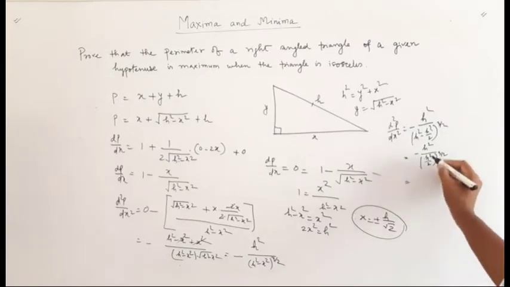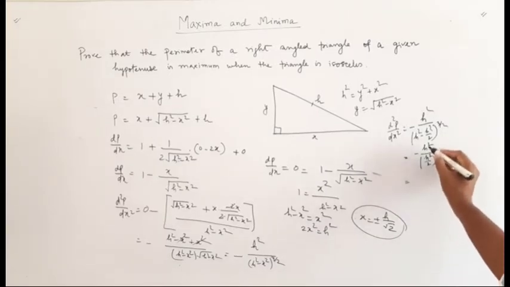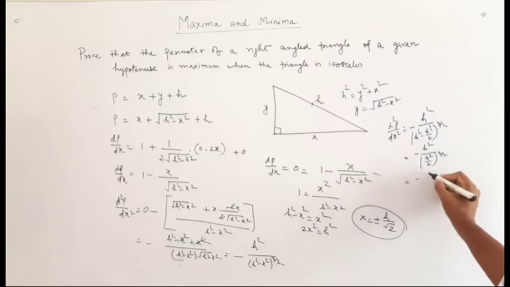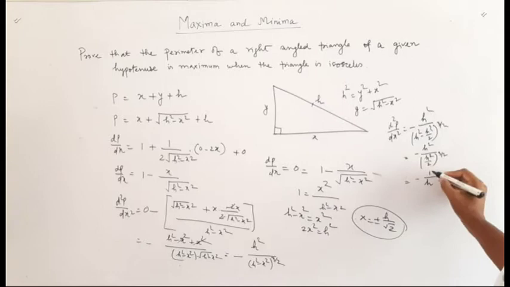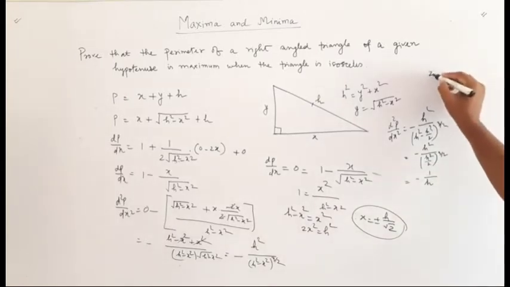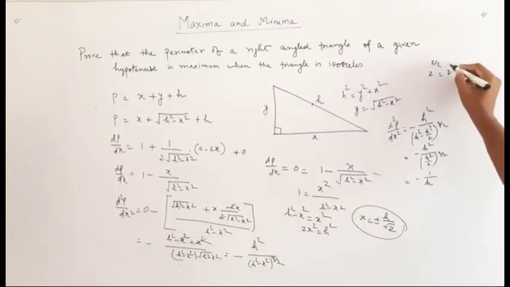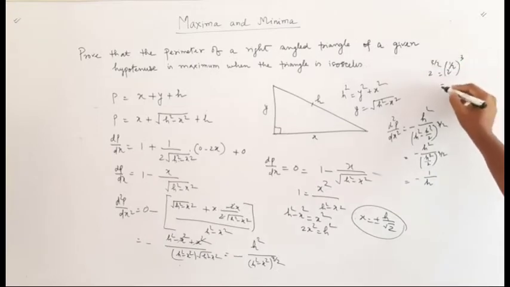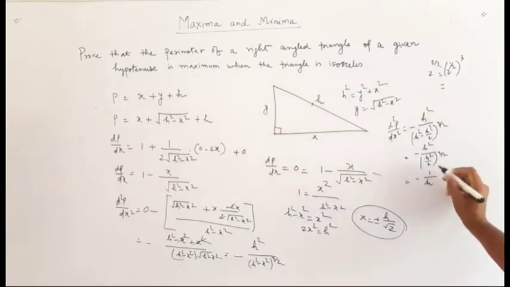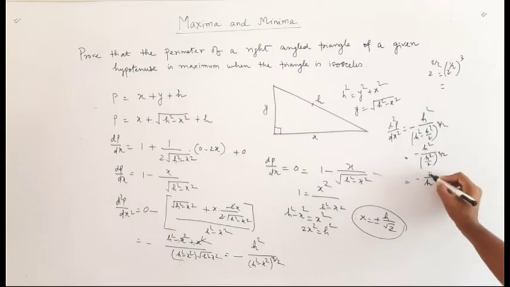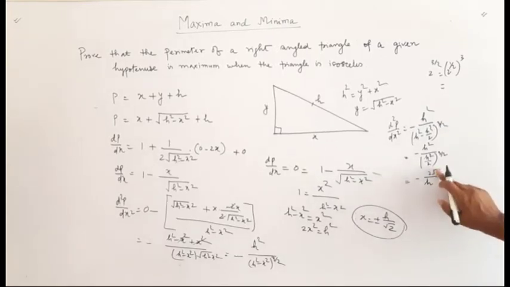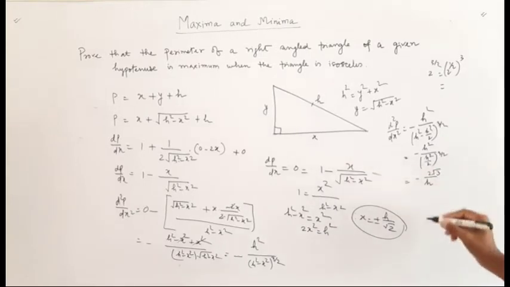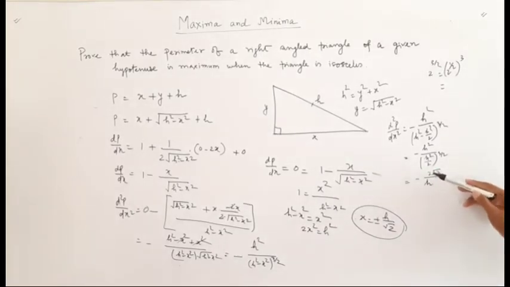So this h square will become h cube, and this will cancel 2h here, so we get 1 upon h, and this 2 root 2, this is 2 to the power 3 by 2, which is 2 to the power half to the power 3, that is 2 root 2. So this 2 root 2 will come here, sorry, 2 root 2, not 2 root 3. So this is minus 2 root 2 over h.